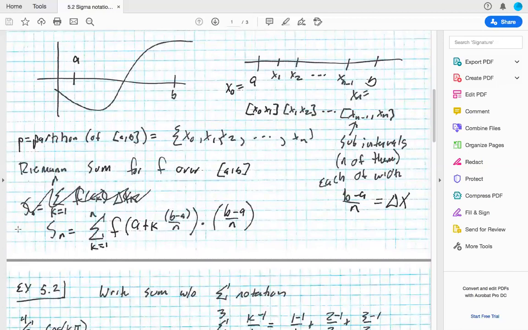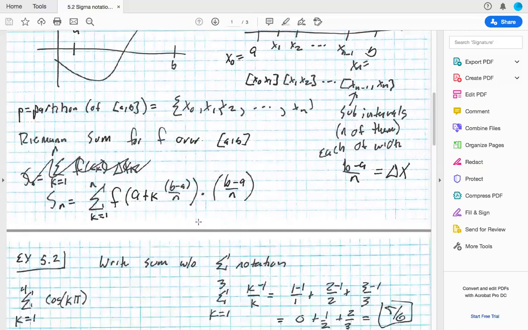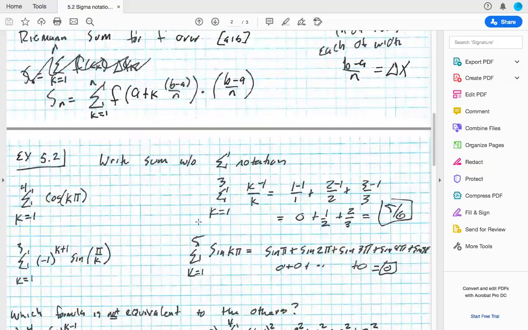Basically, what we're going to do is we're going to take the limit of s sub n as n goes to infinity. That's going to give us an infinite number of rectangles. It's going to give us the true area under the curve. And that's what we're really looking for. So that being said, we're going to do a little bit of work with sums, a little bit of work with some other things. So I'm just going to talk through the examples that we do have done.